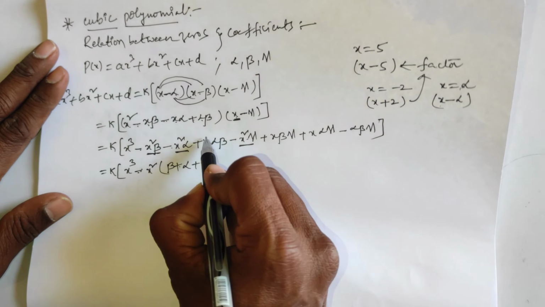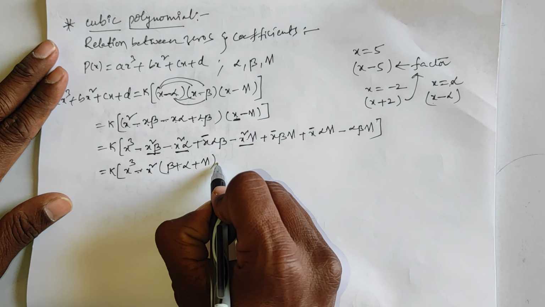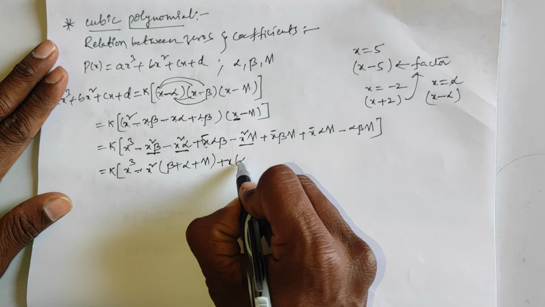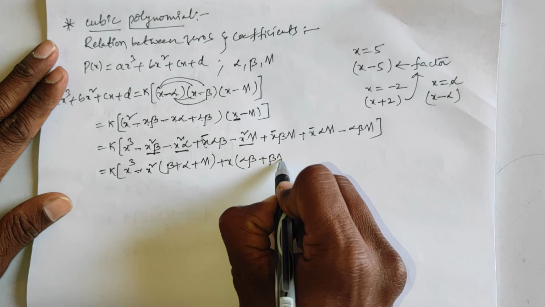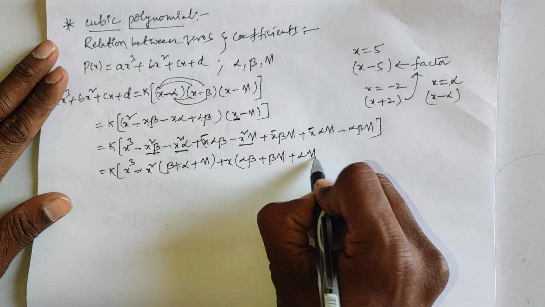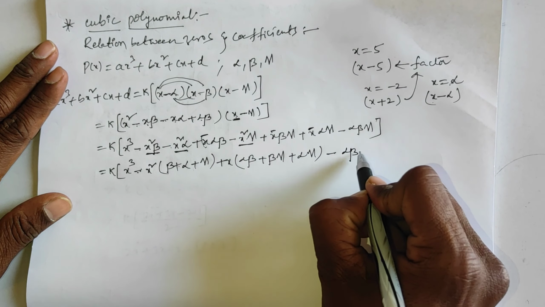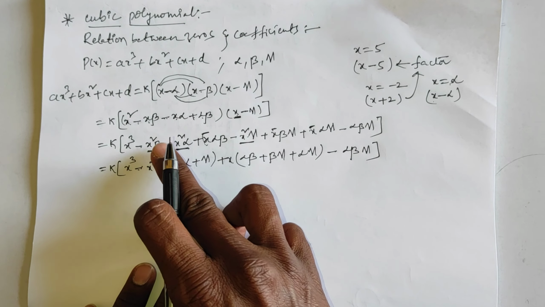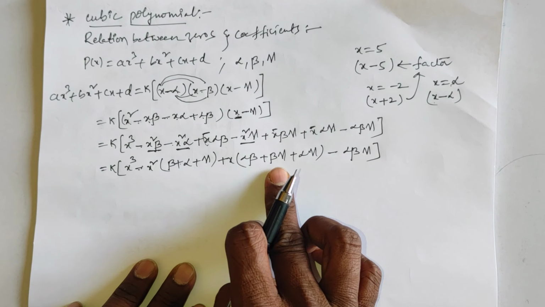Now in the remaining terms, x is the same, so I am taking plus x as a common factor. If you take x as a common factor, what is the remaining? Alpha beta. Then beta gamma. Then alpha gamma. Completed. Now what is the remaining? Simply minus alpha into beta into gamma. I took x square common, and in the remaining terms I took x common, then we got this one.